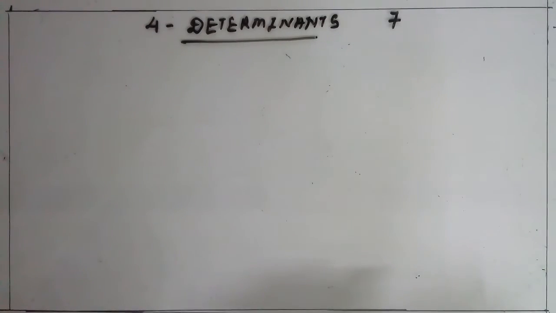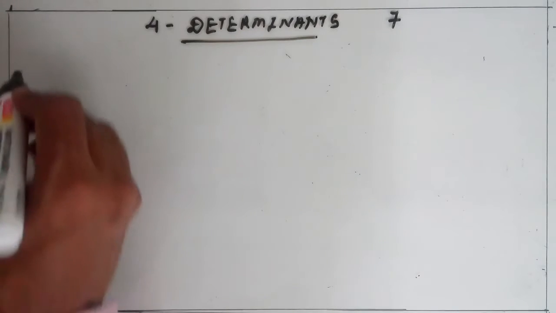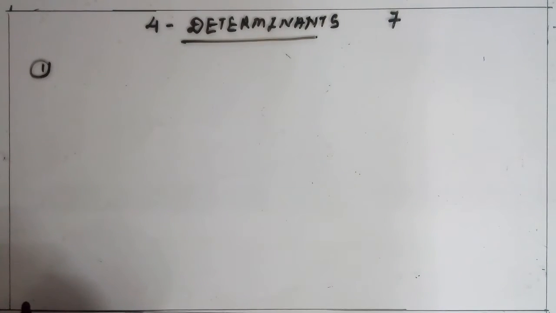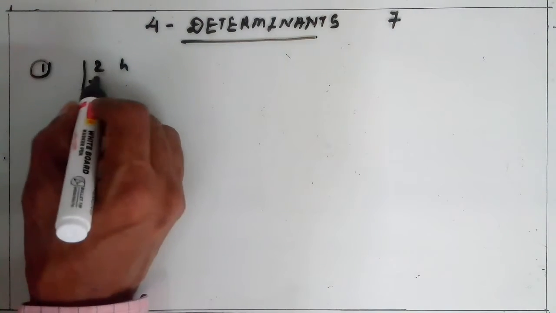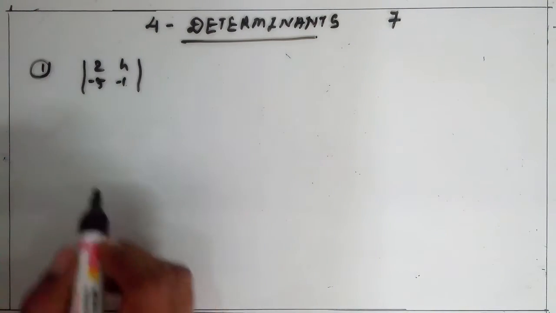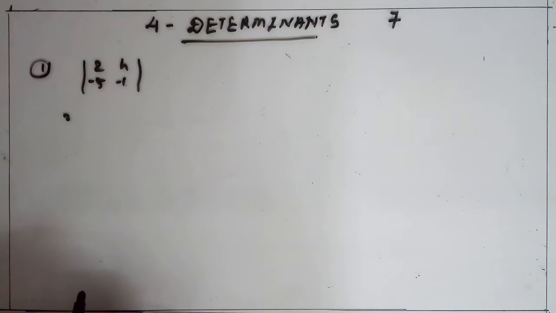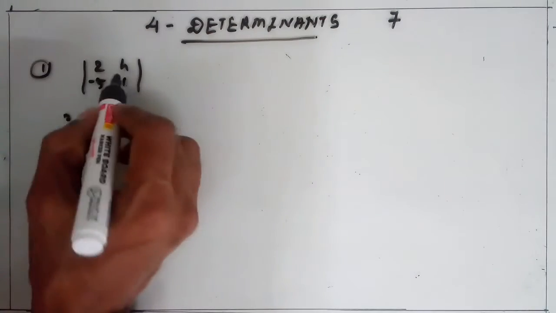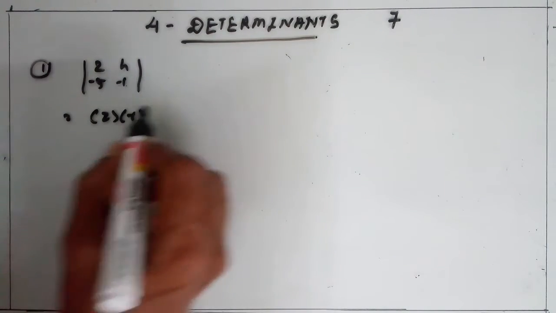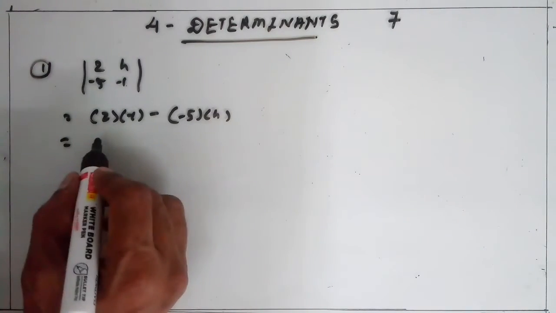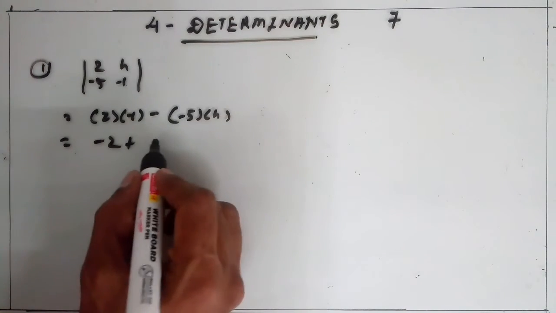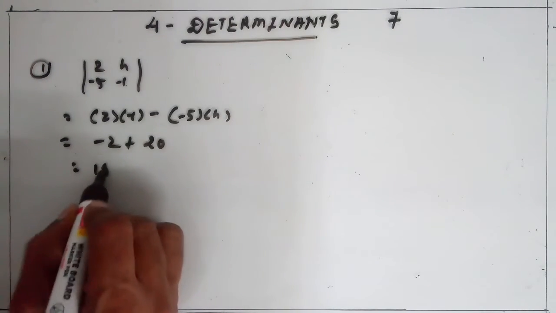Now here we solve the questions of exercise 4.1. Question number 1: evaluate the determinants in exercises 1 to 2. Number 1: determinant 2, 4, minus 5, minus 1. We know how to get the value of a second order determinant: product of these two, 2 into minus 1, minus product of these two, minus 5 into 4. Clear? So it is equal to minus 2, minus minus becomes plus 20, is equal to 18.